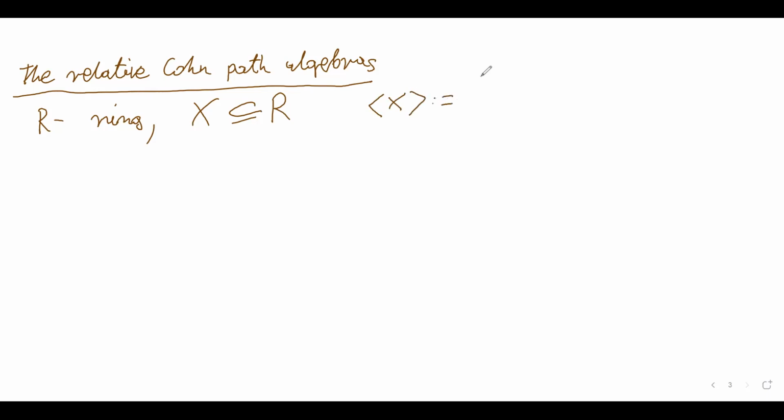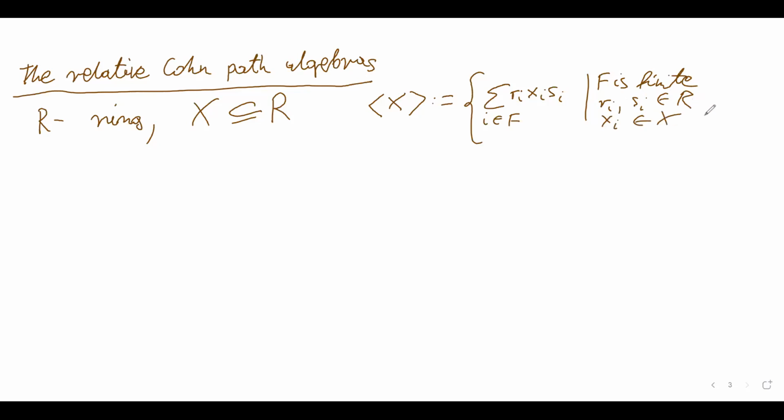So by definition, this is the set of all finite sums. So I have an index i running over some finite set F. And I have elements x_i, which are from the set X. I have elements r_i and s_i, which are from the ring R. Okay. So as I said, F is finite, any finite set. And r_i, s_i are in the ring, and x_i are in the set X. Okay, of course, for all i in F.